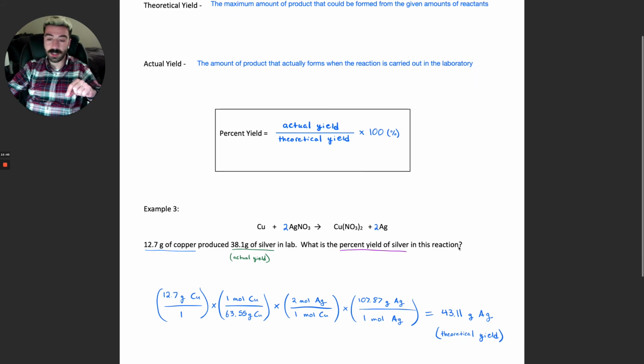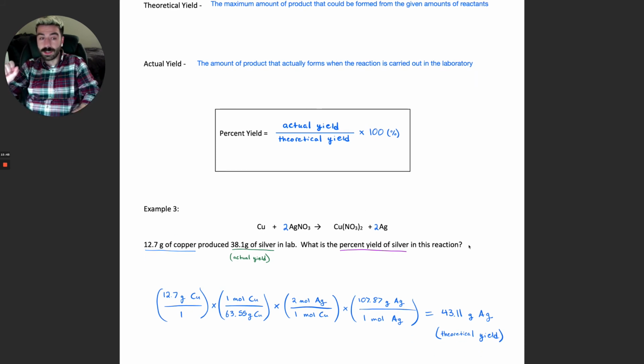So let's look at this very last problem. Question 3 says 12.7 grams of copper, I underline, produced 38.1 grams of silver in lab. And I underlined that and I specified that that's the actual yield because that much was produced in lab. Actual yield. What is the percent yield of silver in the reaction? I underline that because that's what I'm looking for. And then here I see a single replacement reaction. Copper plus silver nitrate gives you copper nitrate and silver. I balance it, and you can see here the balanced equation, and I get to work.